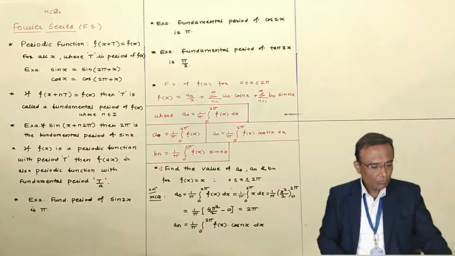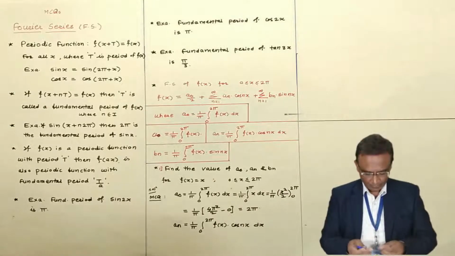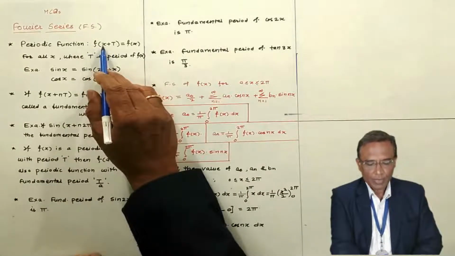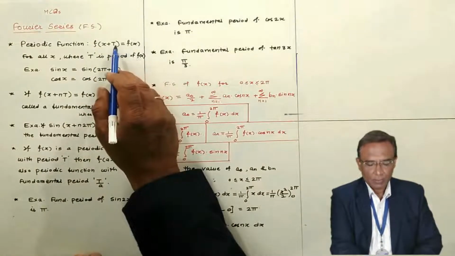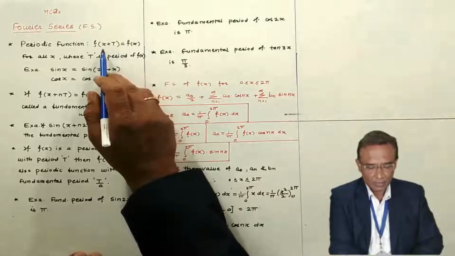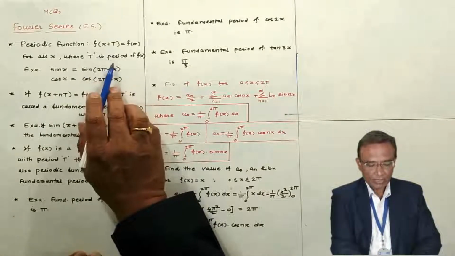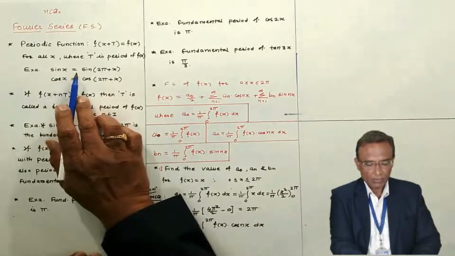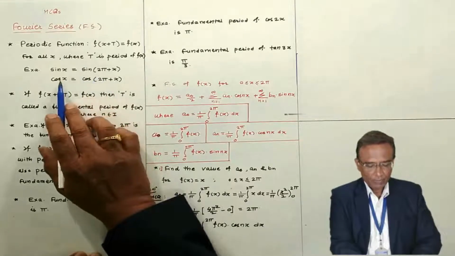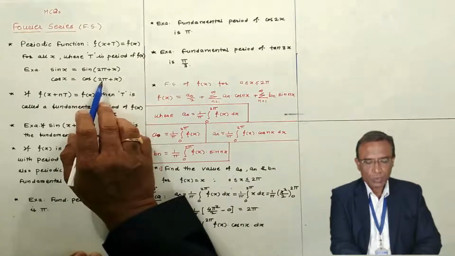Prior to the Fourier series, we are going to discuss some preliminaries very quickly. What is a periodic function? A periodic function is defined in this way: f of x plus T equals f of x. If you add this T, the function remains unaltered, and T is the period of the function. This must be valid for each and every x. For example, sine of x equals sine of 2 pi plus x, and 2 pi is the period of the function. Again, cos x equals cos of 2 pi plus x, so 2 pi is the period of the cosine function.